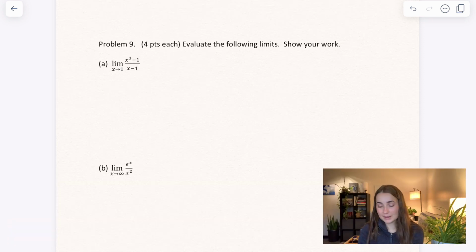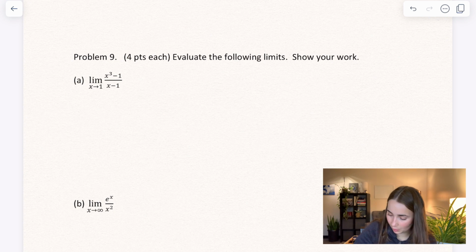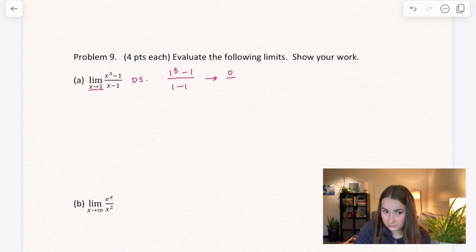Woohoo! Okay, we got some limits in here. Let's try these out. Our first step with limits is always to try direct substitution first, so let's plug in that value of 1. So here we have indeterminate form, which means we can use L'Hopital's rule. If you wanted, and I just noticed this is actually a difference of cubes, and if you remember those formulas, you can set it up.